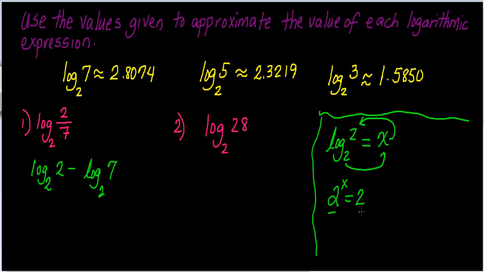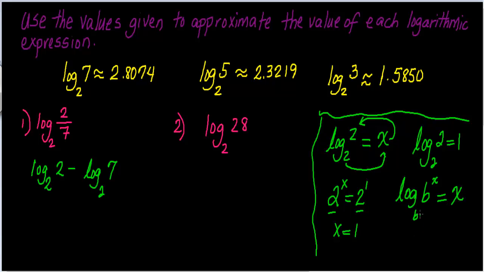And now since the bases are equal, it must mean that the exponents are equal. So x is equal to 1 because the exponent here is 1. So x has to be equal to 1. That means that log base 2 of 2 is equal to 1. And we also saw the standard form of this property, which is log base b of b to the x is going to equal x.